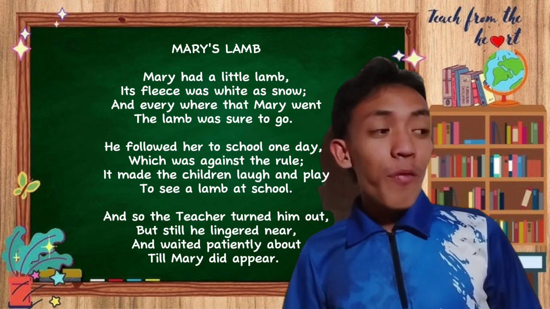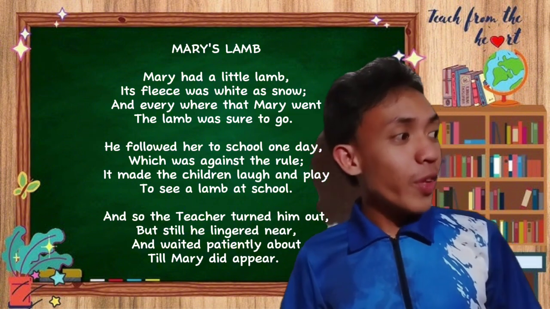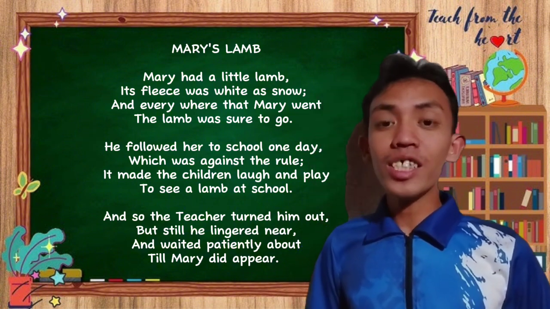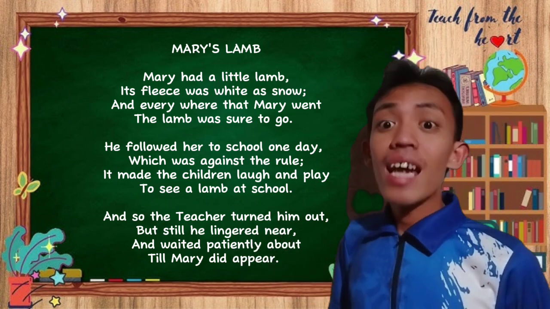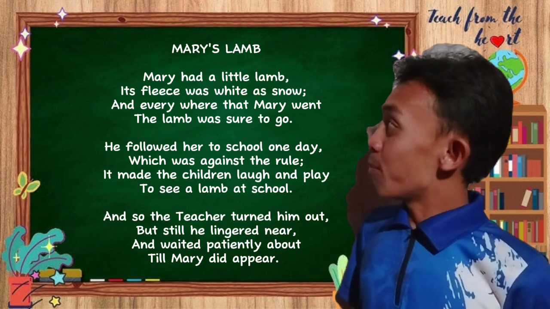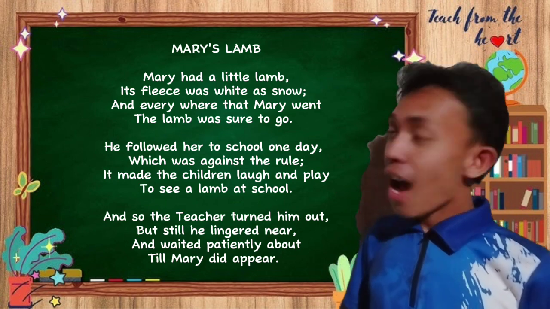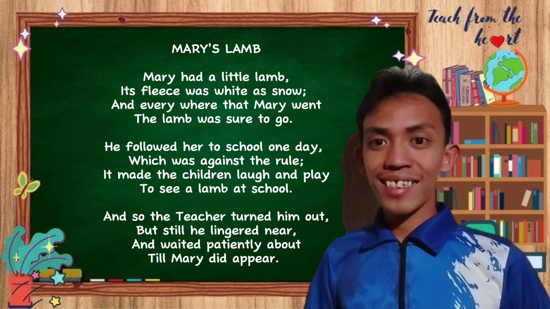Well, class, fleece means a woolly covering of a sheep, or in other words, the hair of the sheep or a lamb. So in the poem, it says here, its fleece was white as snow. So meaning, the pet of Mary, the lamb, has hair as white as snow. So do you get me, class?